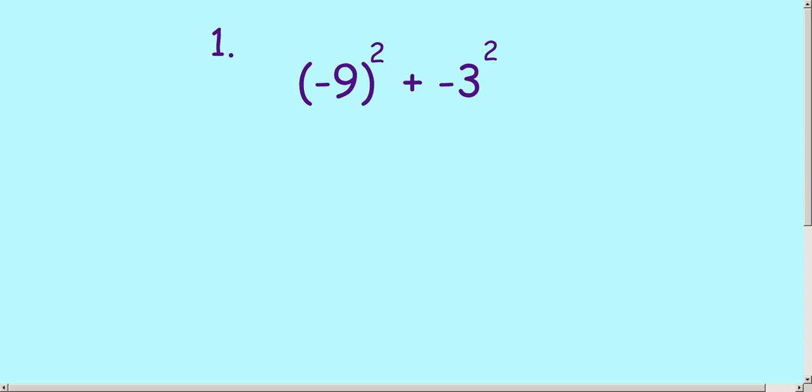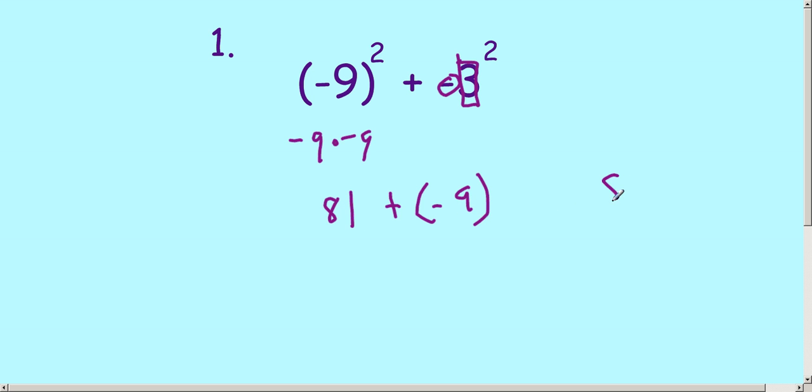So let's take a look at number 1. I'm going to read it correctly to you so you understand what it sounds like. This is negative 9, because the negative sign groups with the 9 squared, plus the opposite of 3 squared. So this would be negative 9 times negative 9, and we know that's 81. Plus, and then 3, the base, we're only squaring the base. 3 squared is 9, and then we need the opposite of it, which is negative 9. So 81 plus negative 9, different signs, difference, gives us 72.